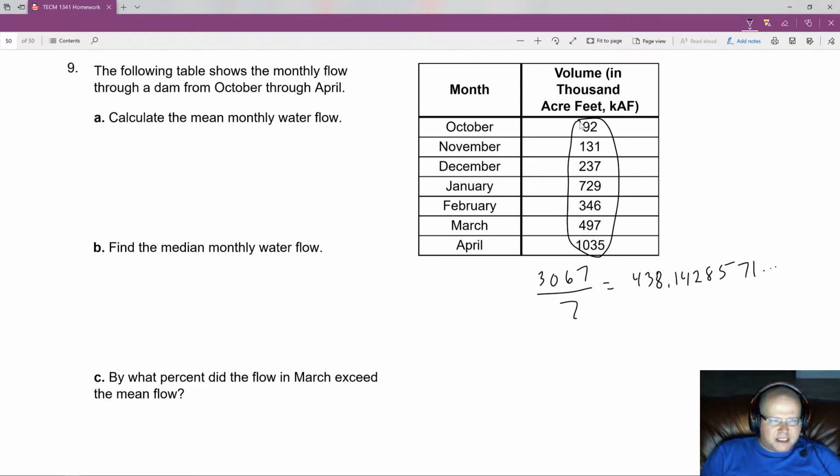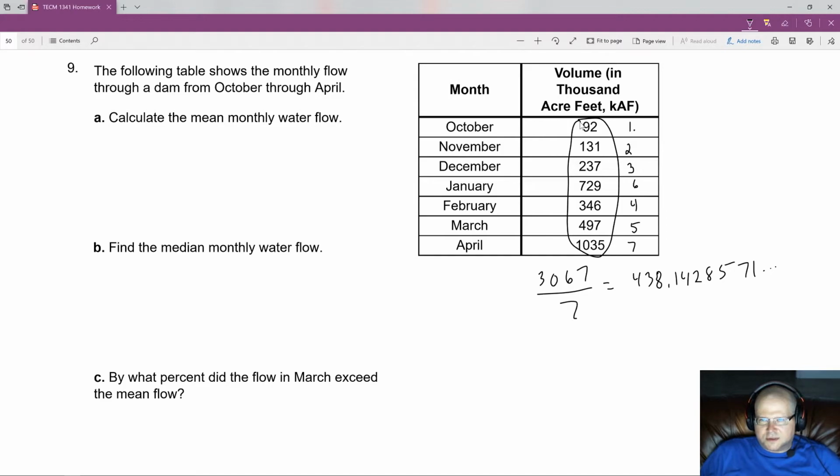Now we want to find the median monthly flow. We could rearrange these in order, or we could just kind of eyeball it, right? So if you eyeball it, this is the number 1, the smallest one. And the next one larger than that would be this one, which is 2. Then we go on to 200s, which is this one. We go on to 300s, which is this one. Then we have 400s, which is this one, 700s, which is this one, and the 7th one, which is April, right here.